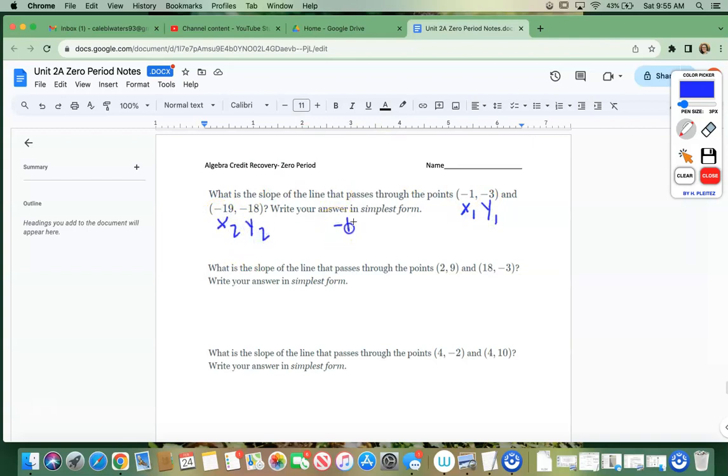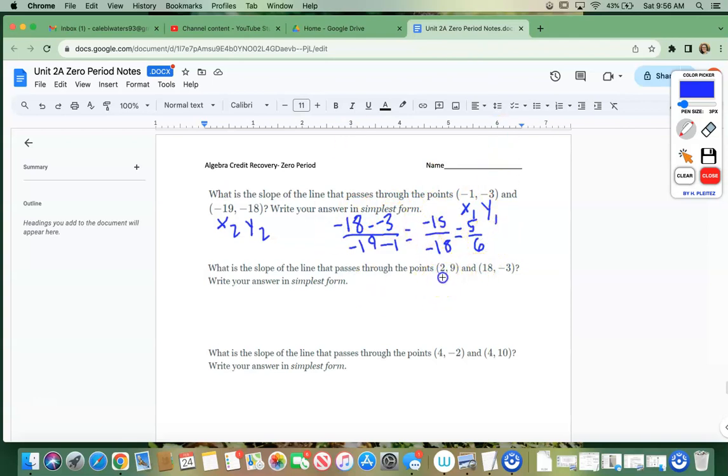So hopefully you had negative 18 minus negative 3 divided by negative 19 minus negative 1. So that makes it negative 15 over negative 19 minus 1, that's negative 18. Now, you probably have noticed that a negative divided by a negative is a positive, but I think we can also reduce these a little bit more. I think 3 will go into both of them. If we divide this one by 3, that makes a 5. If we divide this one by 3, that makes a 6. And so the reduced simplest form answer would be 5 over 6.